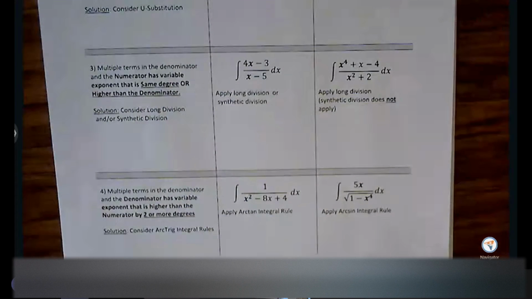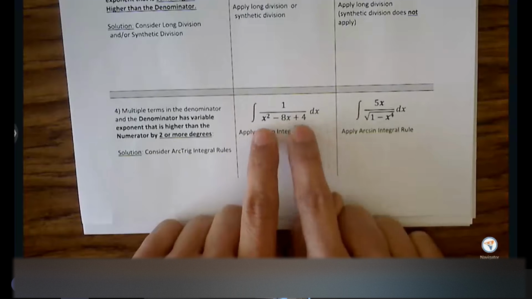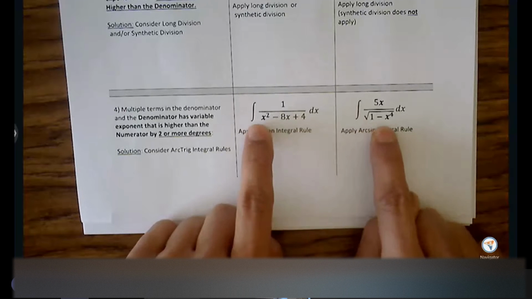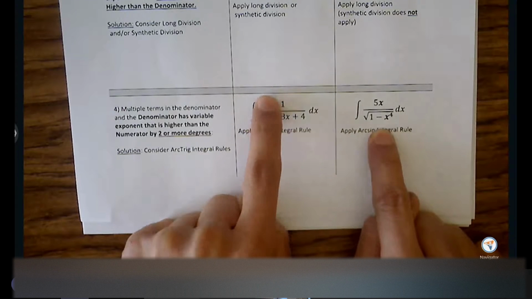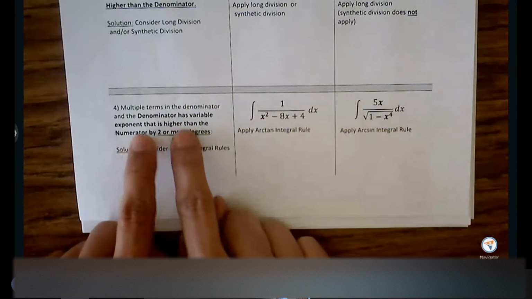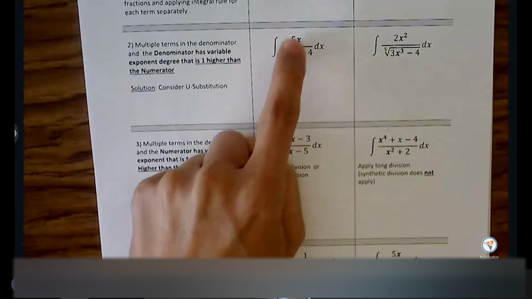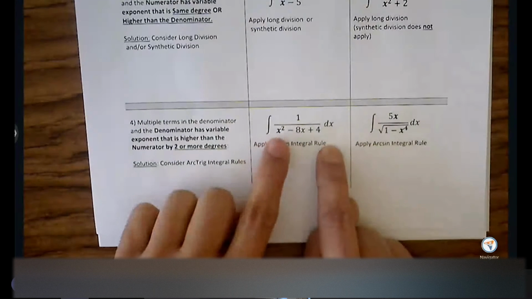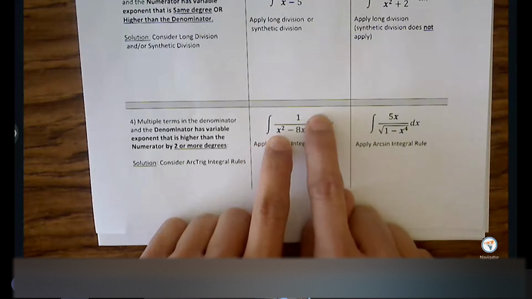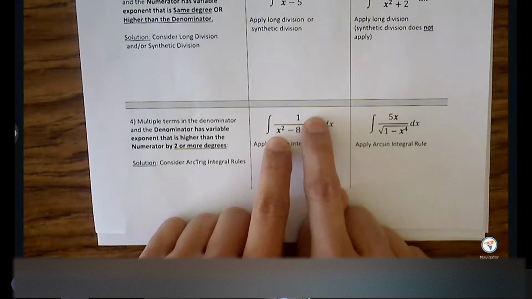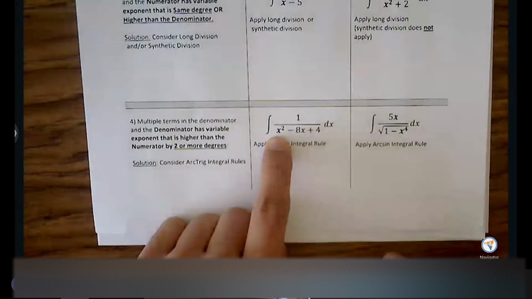Okay. Now, here's the last option, which we haven't gone over yet and which we're going to do today: more than one term in the denominator. But now my denominator has a higher degree, and it's very specific. It needs to be 2 or more degrees higher. So this is not quite U substitution. You see how with U substitution, my degree is only 1 higher. That will allow that perfect match. But if my denominator's degree is 2 or more higher than the numerator's, then that's a good fit for what we're going to do today with arctrig.